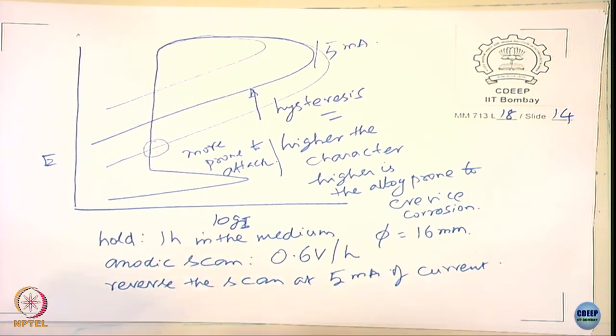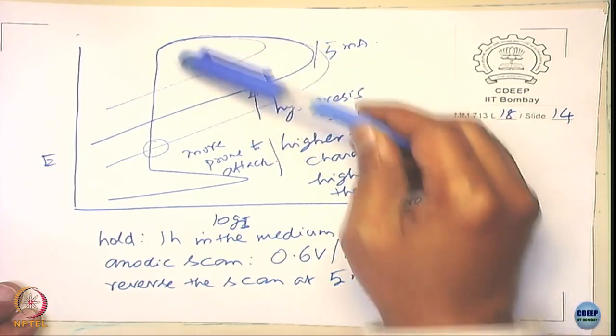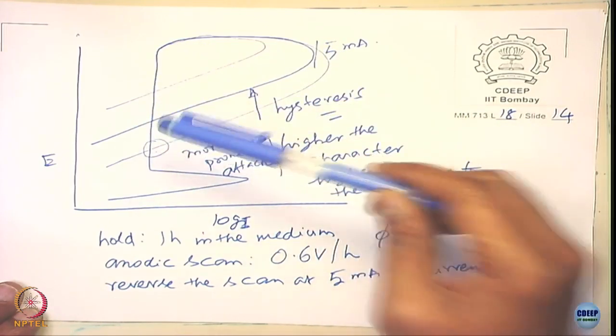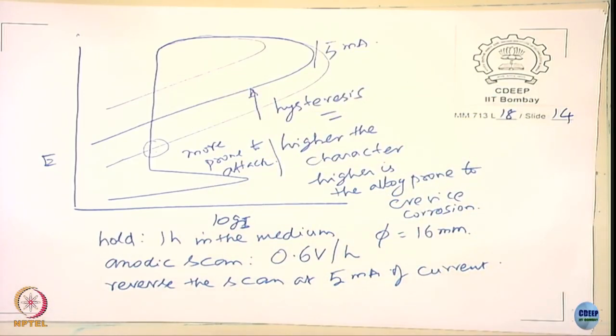So, as the area of the hysteresis you see here increases, the alloy becomes more prone to pitting corrosion as well as crevice corrosion. You will find later that if the alloy is resistant to crevice corrosion, it would also be resistant to pitting corrosion. Okay, so with this, we will close the discussion related to crevice corrosion. If you have any questions, think about it. The next class, when we meet, we will discuss the next topic.